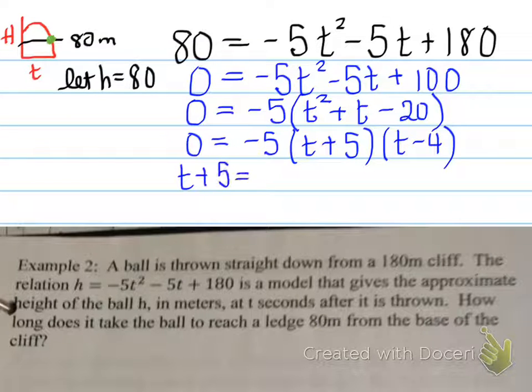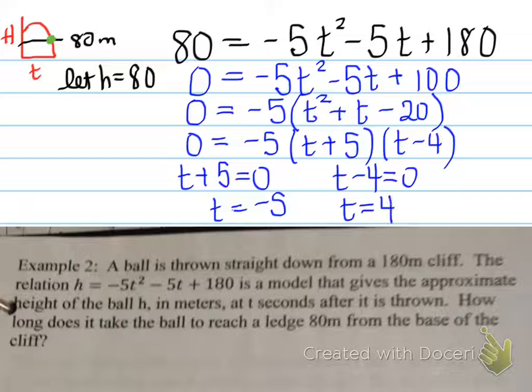What does that mean our t values are? Let's see. One of the t values is negative 5. The other t value is 4. I want you to look at these numbers. Look at the question.